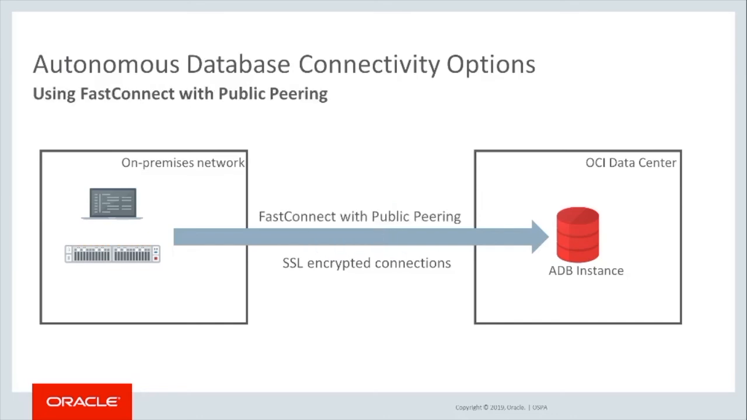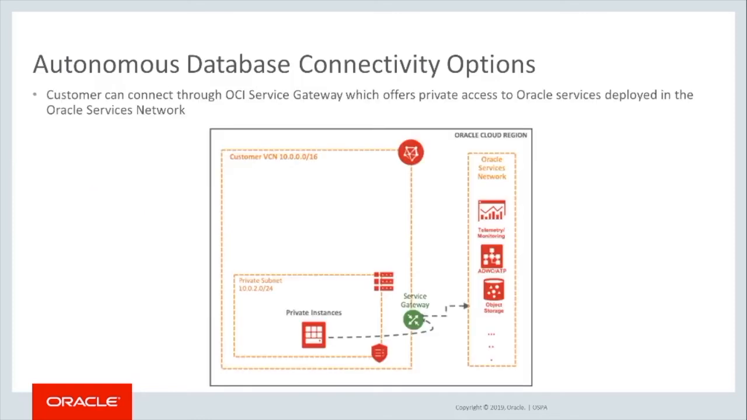In this case, a connection is established through the Fast Connect with public peering service offered from Oracle Data Center to a customer's on-premise network using SSL encryption. Oracle Cloud offers Oracle Cloud Infrastructure Service Gateway service, which offers private access to Oracle services deployed in the Oracle Services Network. This allows for additional levels of privacy and obfuscation for customers that require complete network isolation and private security.